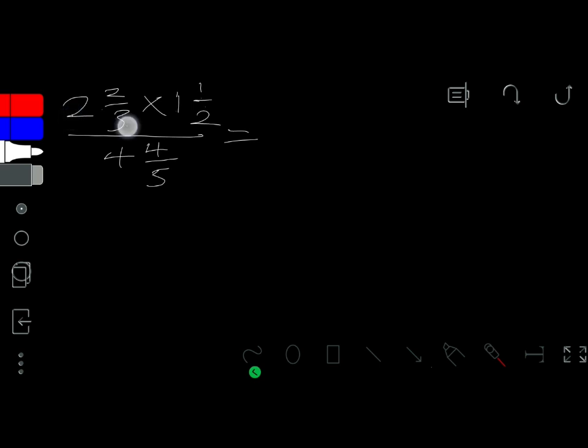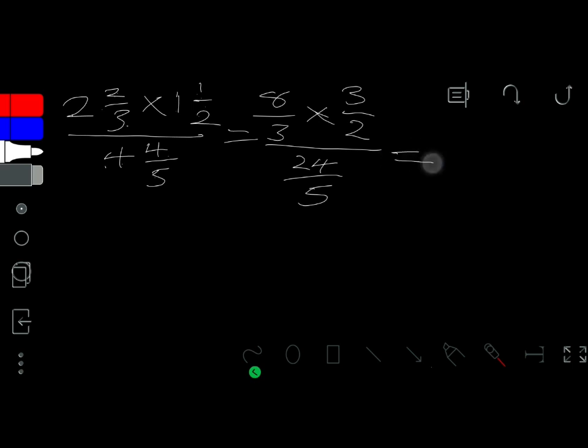2 times 3 is 6, plus 2, 8. So this will be 8 over 3 in improper fraction form, times what? 2 times 1 is 2, plus 1, 3. So this will be 3 over 2 here. 4 times 5 is 20. 20 plus 4 is 24. So this will be 24 over 5.